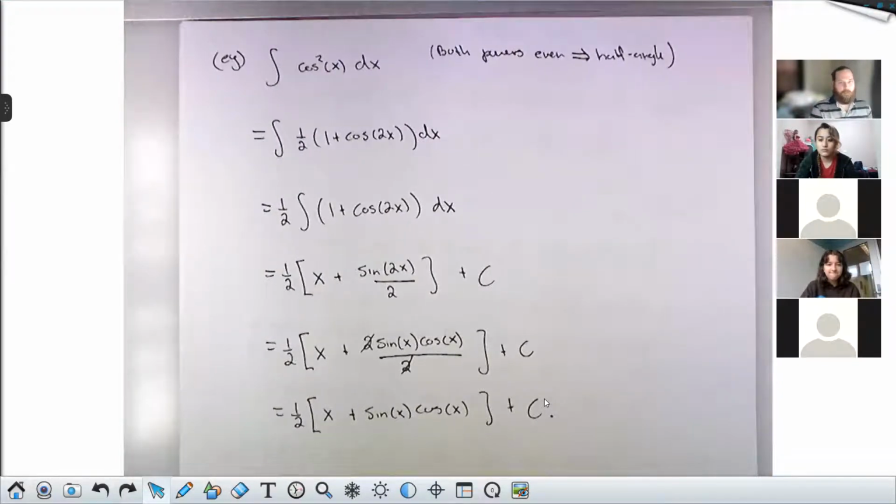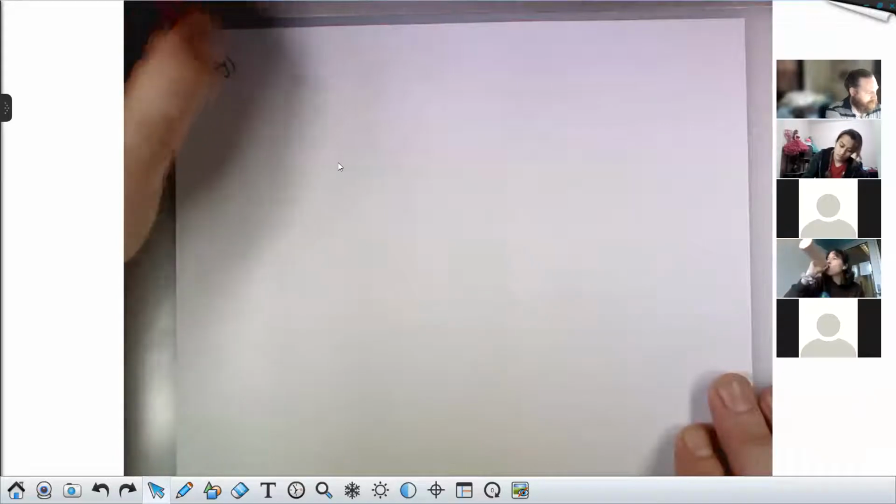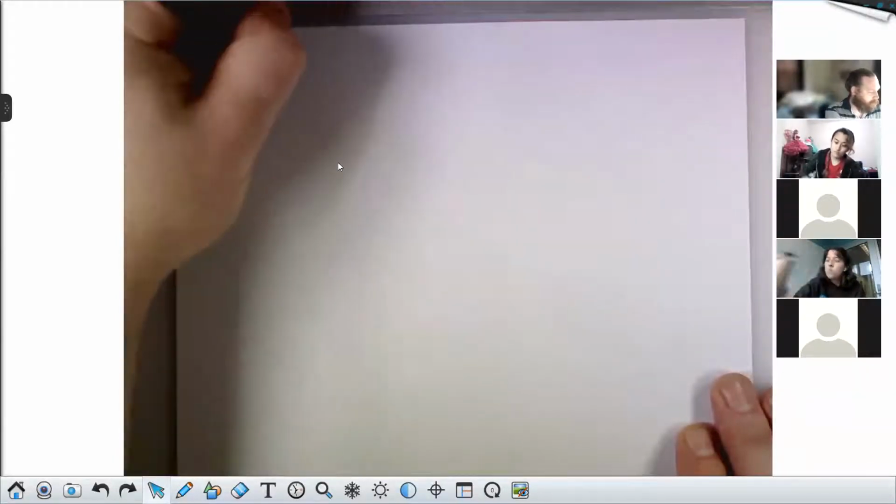Okay, so even powers, you're just going to use these identities: cos squared equals 1/2 times 1 plus cos 2x, or sine squared equals 1/2 times 1 minus cos 2x, until you get to a place where you can figure out the antiderivative. And sometimes that's really simple like this, but other times it's more complicated, requiring multiple applications of those identities. So let me show you one more example. Again, anytime the powers are both even, this is what we're going to do.